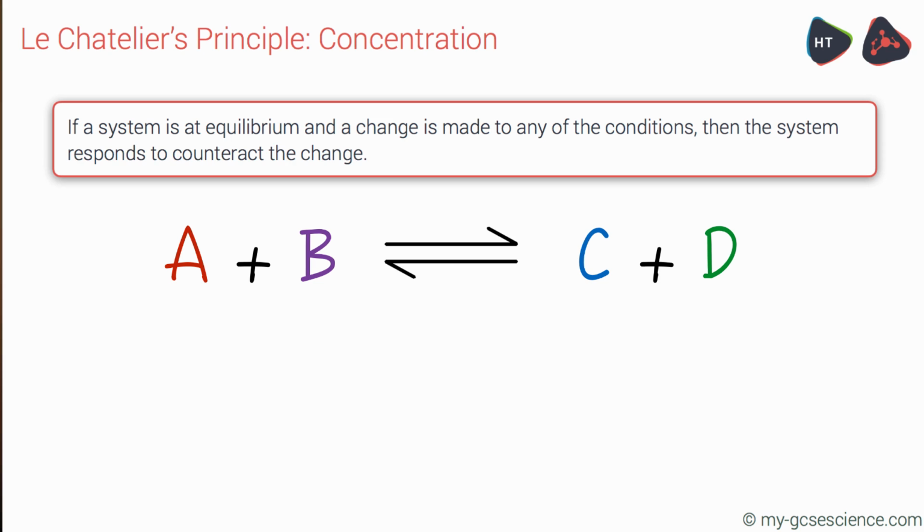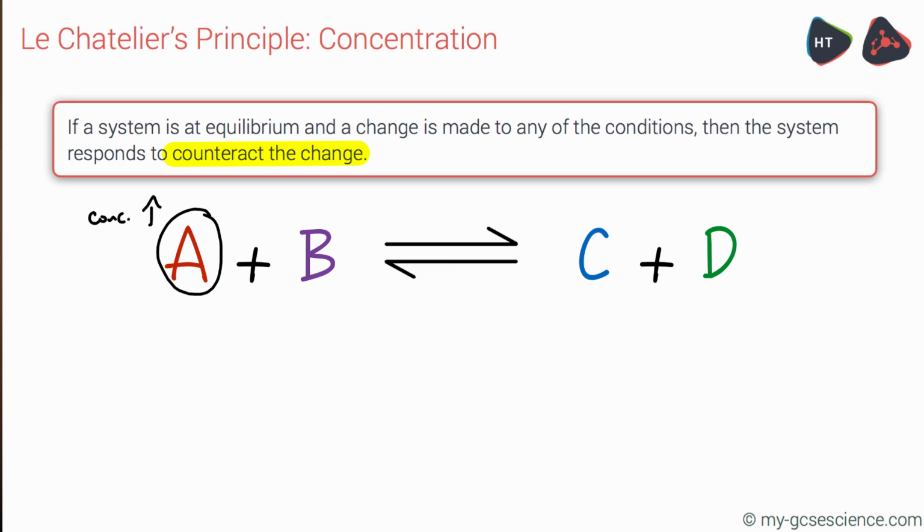First of all, concentration. If we have a reversible reaction such as A plus B makes C plus D, A and B are the reactants and C and D are the products. If we were to increase the concentration of A, one of the reactants, then Le Chatelier's principle states that the system will respond to counteract the change. So if we've increased a reactant, then the system will shift to decrease the concentration of that reactant. Can you tell what's going to happen?